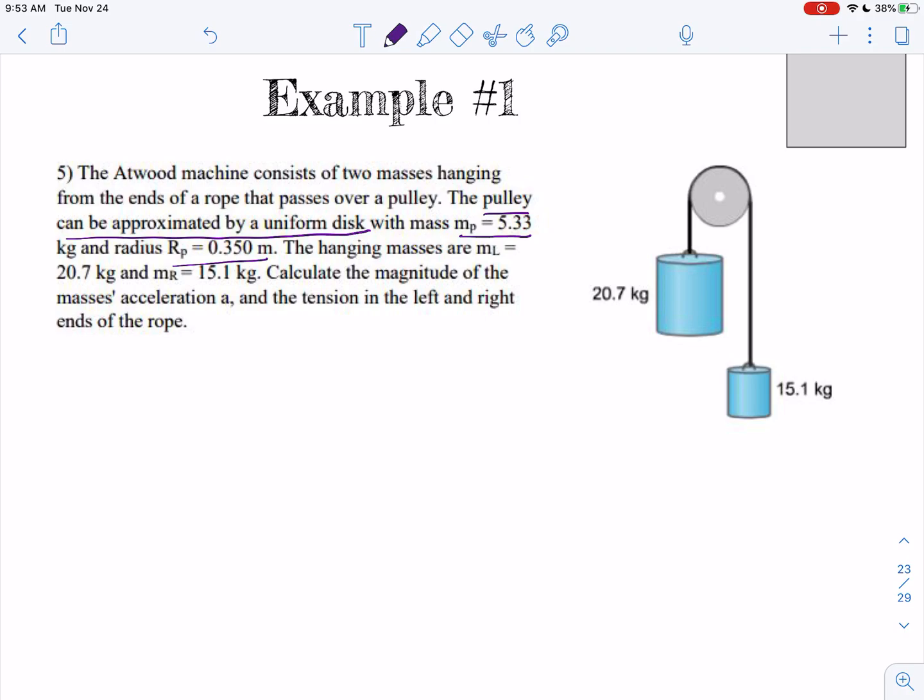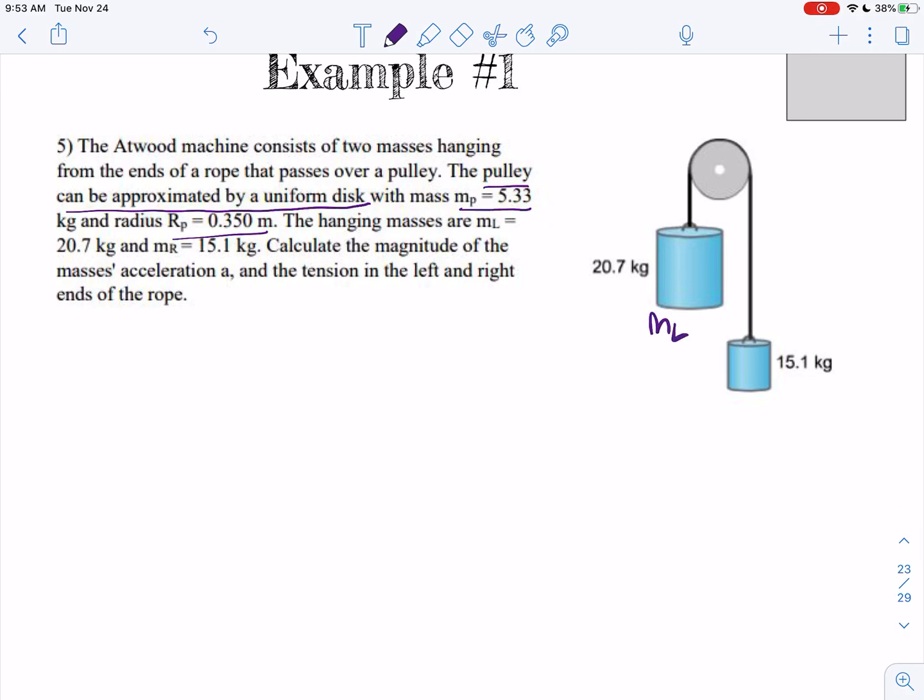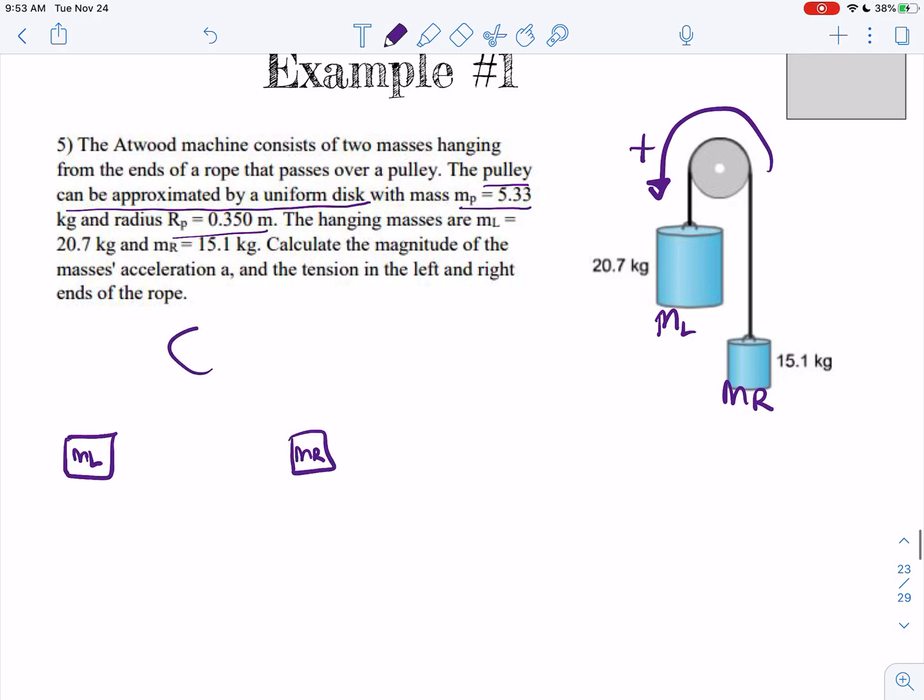All right, so this one we'll call mass left, mass right. You can see that this one's heavier, so you know it's going to go around this way. Basically what you're doing now is you're still trying to draw the force diagrams for the left mass and the right mass. But now you also have to have a force diagram for the pulley, because the pulley is going to be important now.